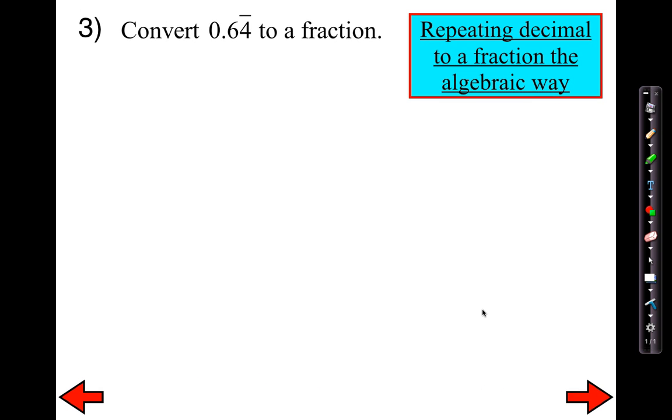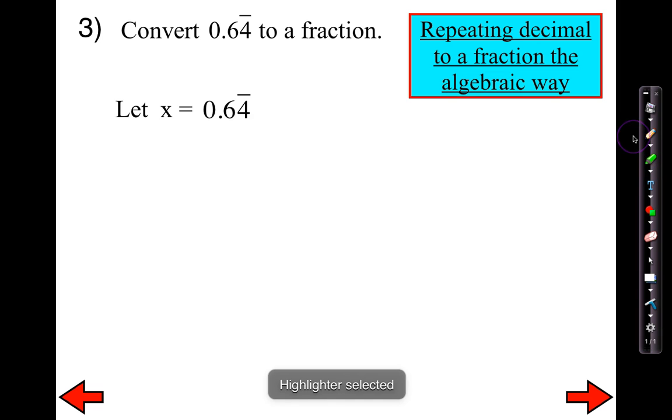Okay, so let's go ahead and figure out how you would do that. So here it says convert 0.64 repeating on the 4 to a fraction. First, what you're going to want to do is let x equal the number. Once you've done that, identify the furthest digit that's being repeated. In this case, the furthest digit is in the hundredths place. So because it's in the hundredths place, I'm going to multiply by 100.